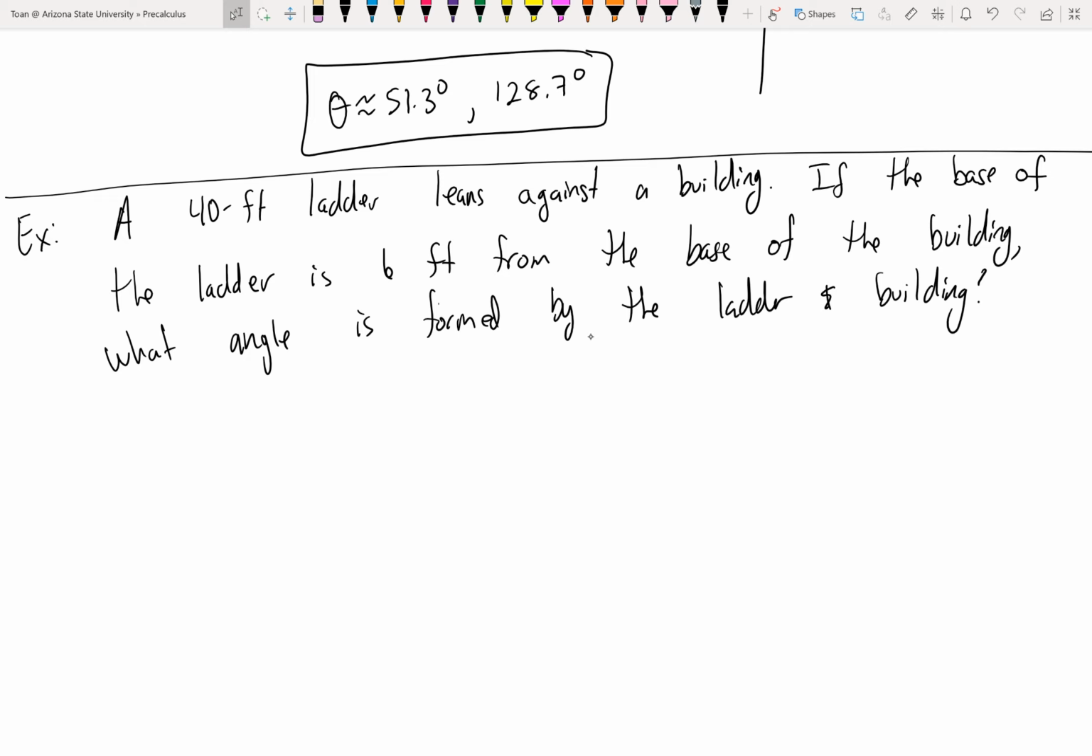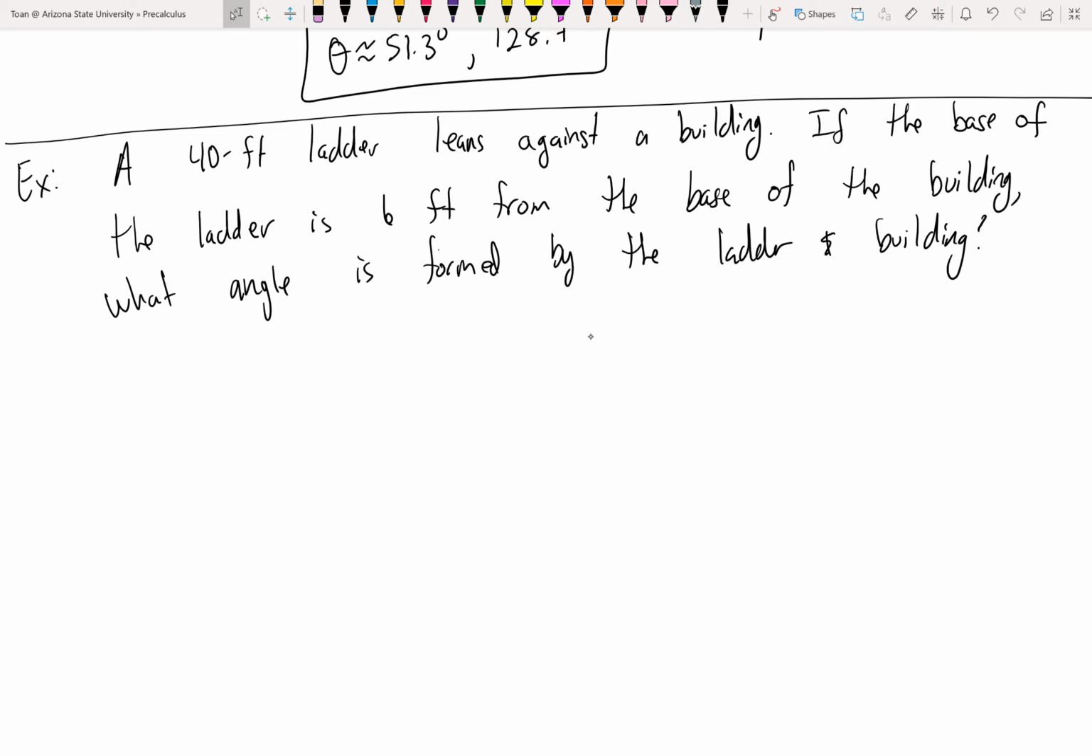As always, anytime it's a real world word problem, I always like to visualize it. I always like to sketch it out. So this is a standard setup. You have a building. Boom, there's our building. You have a ladder leaning against it. Here's a ladder, right? I suppose if you want to be artistic, you can draw the rungs. There you go. It says the base of the ladder, the bottom of the ladder right here, is 6 feet from the bottom or the base of the building. So I know that this distance here is 6. I know that the ladder is 40 feet. And I want to find the angle between the ladder and the building. So I want to find this guy.